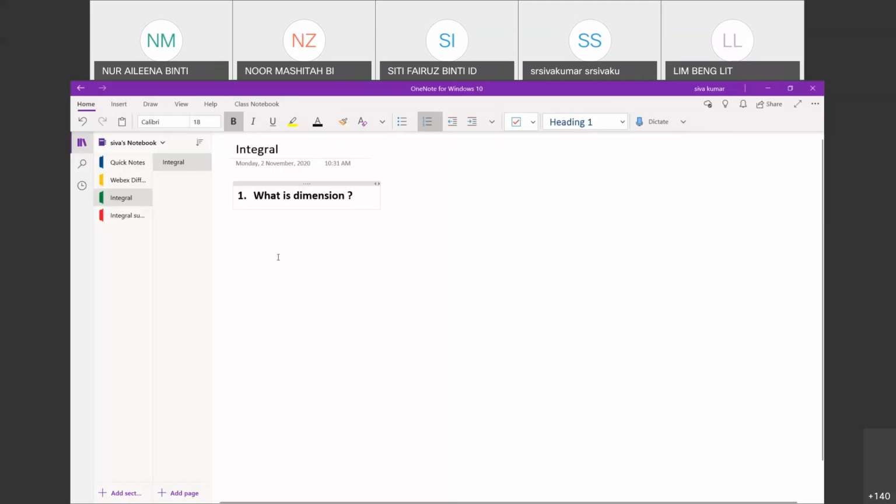Why am I starting with the word dimension here? It's very important to learn integral. Before we move into the integral, we need to know dimension. Some more, any other feedback? A set of values given to each side of an object. Okay, good. Some of you are giving feedback, that's very nice to hear from you.